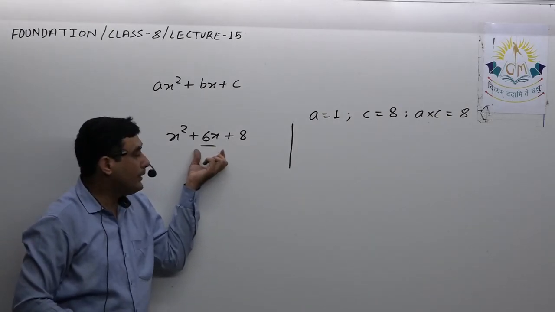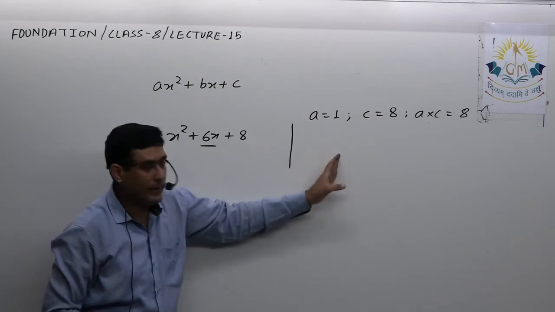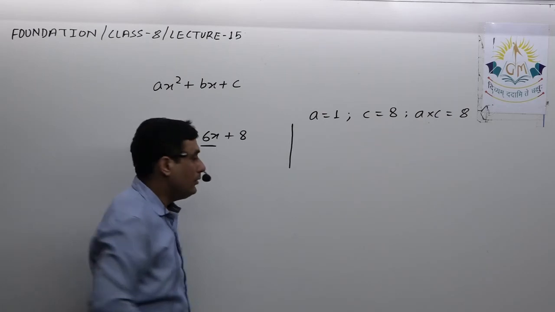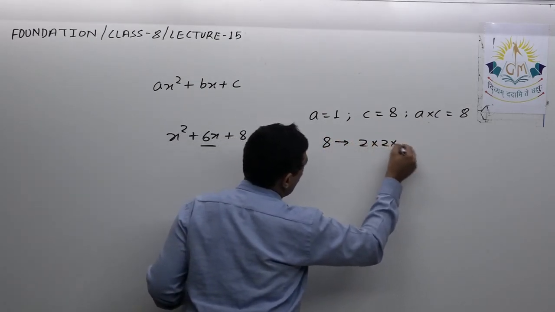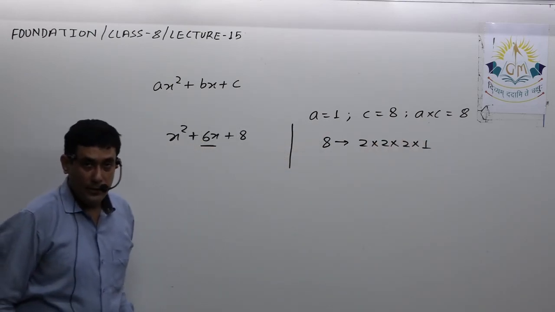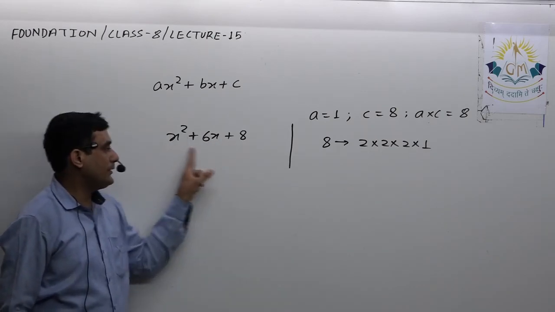That means when we split the middle term, the combination of two terms must be taken from the factors of a multiplied by c. Okay, so here the factors of 8 are 2 multiplied by 2 multiplied by 2 multiplied by 1, isn't it?